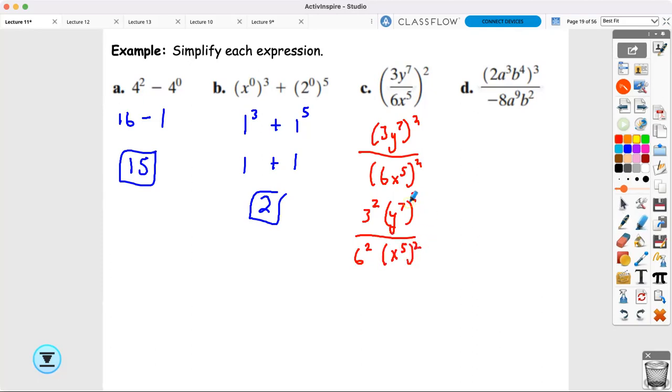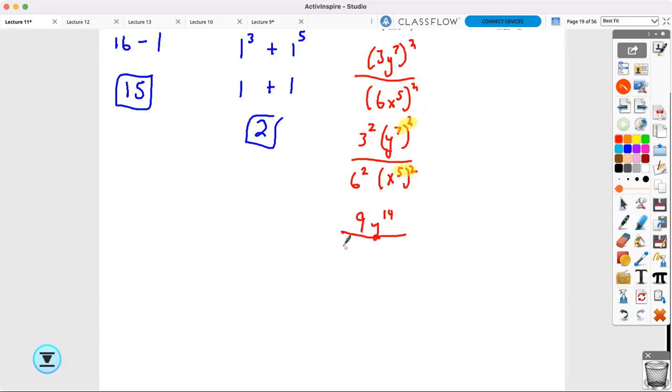Can someone tell me what happens to our exponents here when we have a power to a power? Anyone remember the rule? You multiply them. Yes, we're going to multiply them, but first let's do 3 squared. 3 squared is 3 times 3, which is 9. And we multiply 7 times 2, which is 14, over, keep going. 6 squared is 36, and we multiply 5 times 2, which is 10.